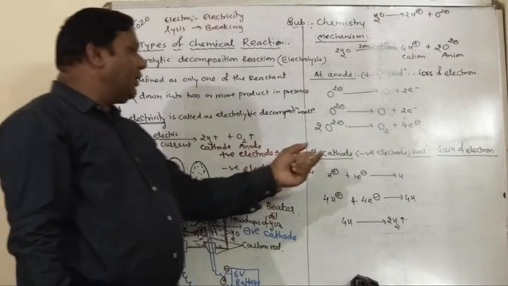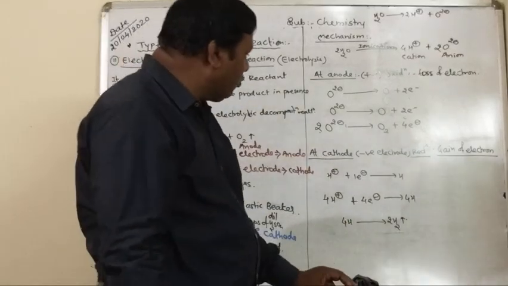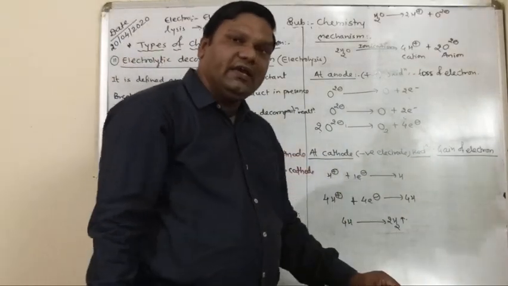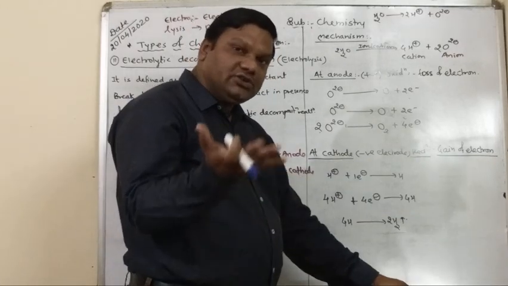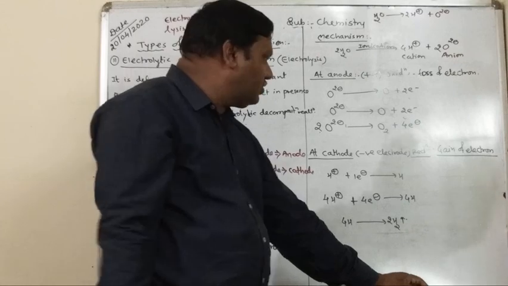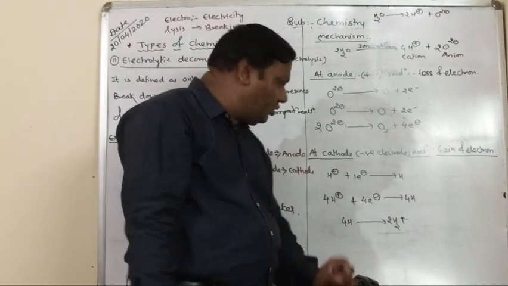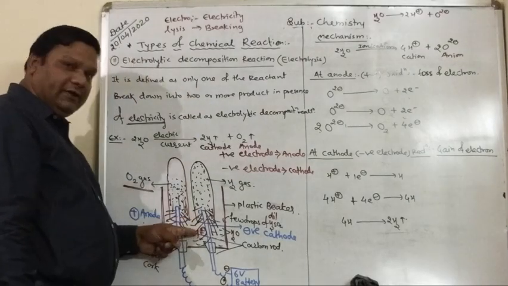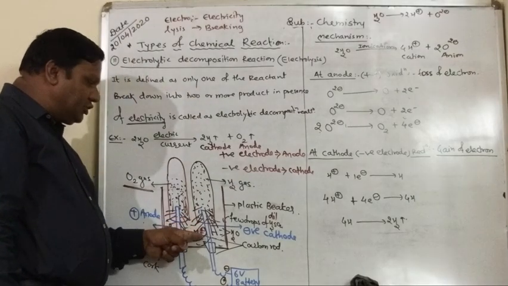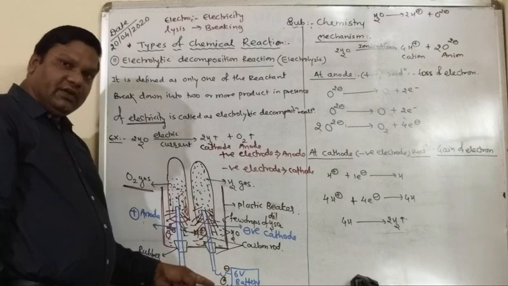Okay. Same thing about the cathode. At the cathode, the negative electrode is there. Cathode means negative, so reduction takes place. Reduction is completely opposite to oxidation, that is, gain of electrons. So which ion is deposited? Hydrogen ion, because hydrogen is positive and the cathode is negative.